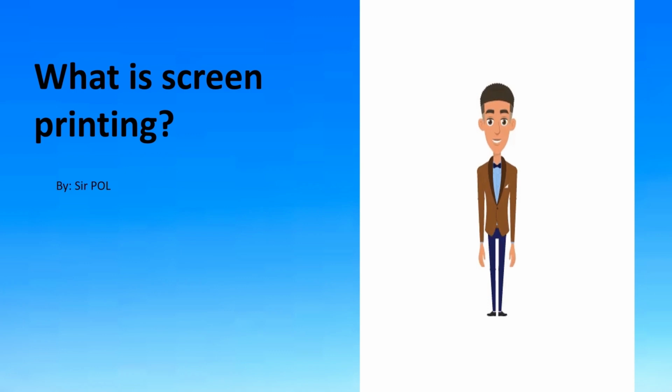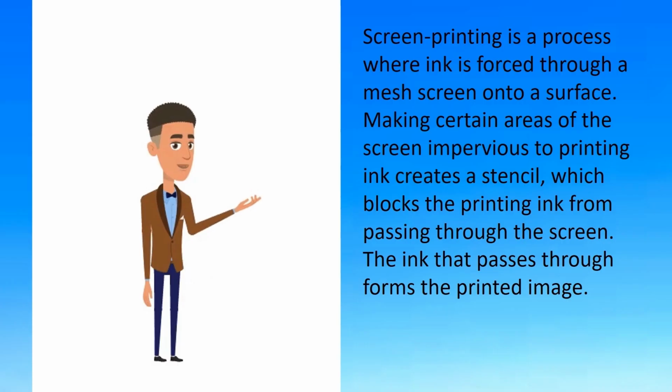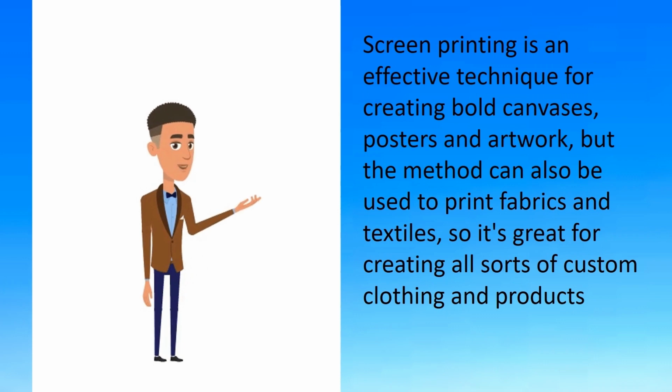What is screen printing? Screen printing is a process where ink is forced through a mesh screen onto a surface. Making certain areas of the screen impervious to printing ink creates a stencil, which blocks the printing ink from passing through the screen. The ink that passes through forms the printed image. Screen printing is an effective technique for creating bold canvases, posters, and artwork, but the method can also be used to print fabrics and textiles. So it's great for creating all sorts of custom clothing and products.